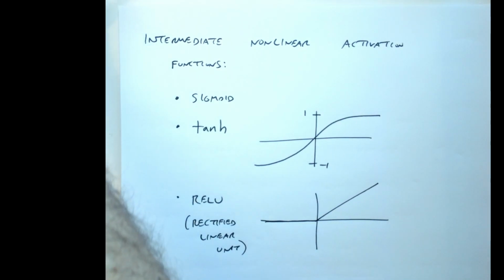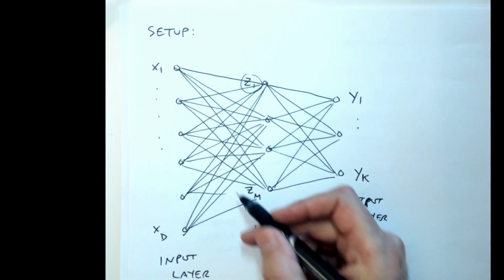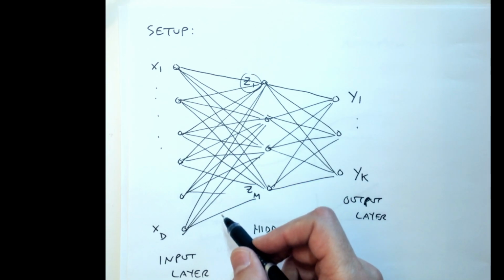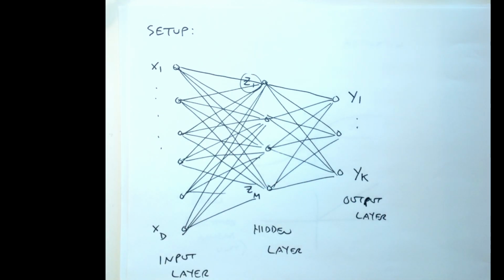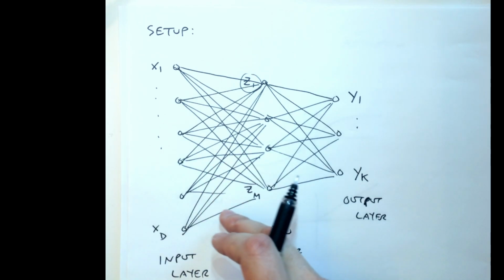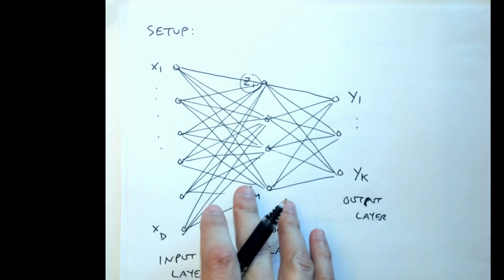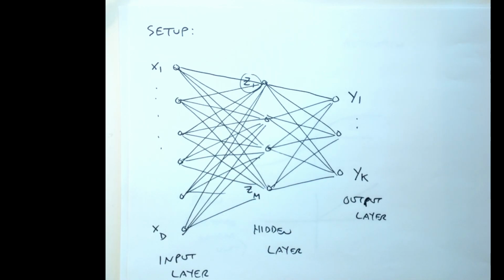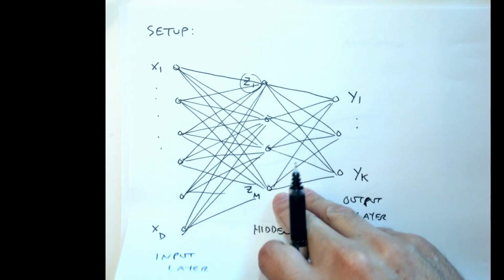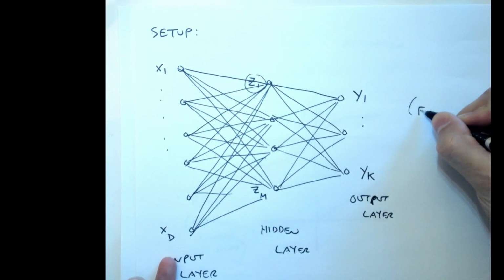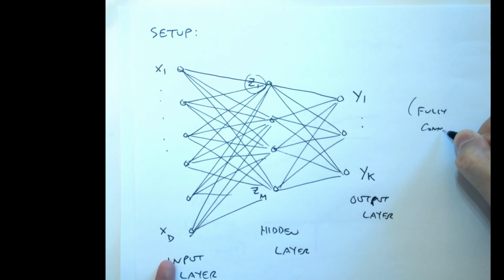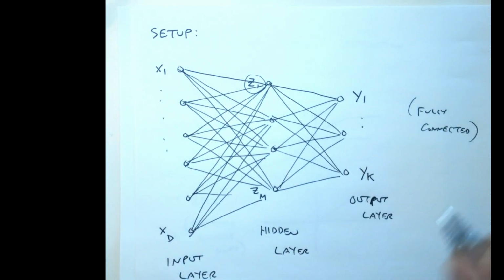The other thing is that the way I drew these networks is as if every neuron at one layer is connected to every neuron at the subsequent layer. That's called a fully connected network, and that's often the way it works, but it doesn't have to be this way. You could have missing connections. So when we talk about deep learning, we'll talk about ways of modifying this structure in interesting ways where not everything is fully connected.